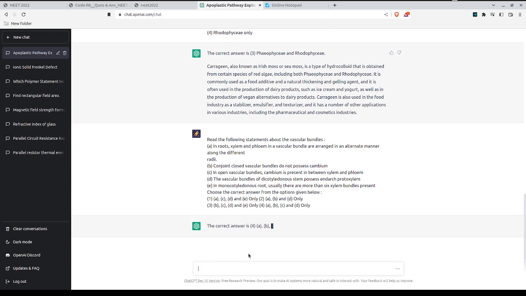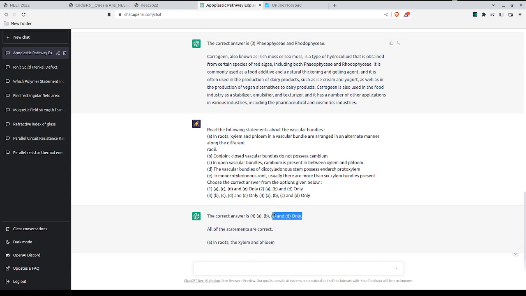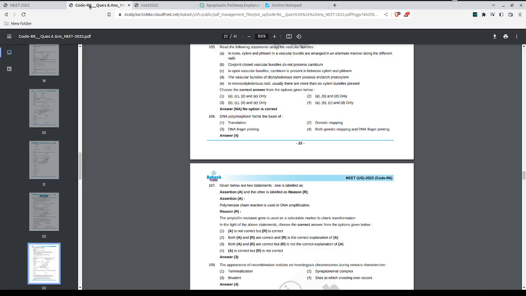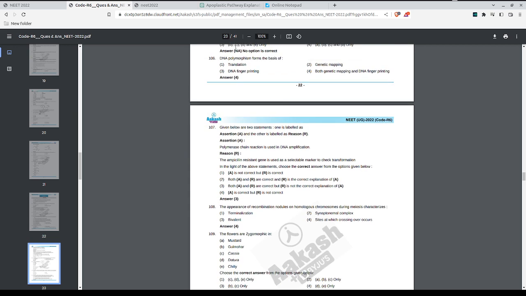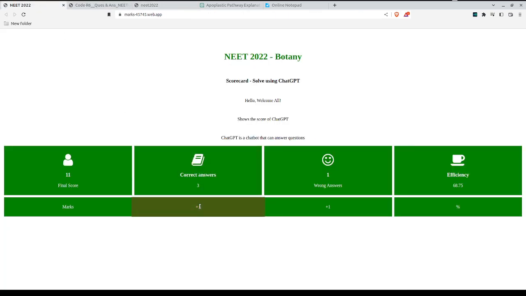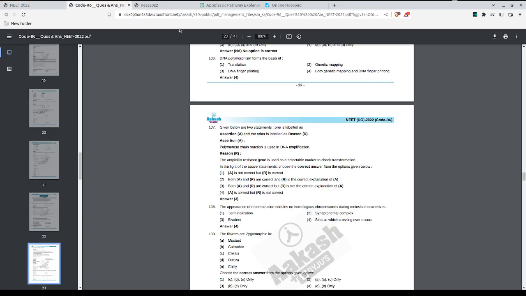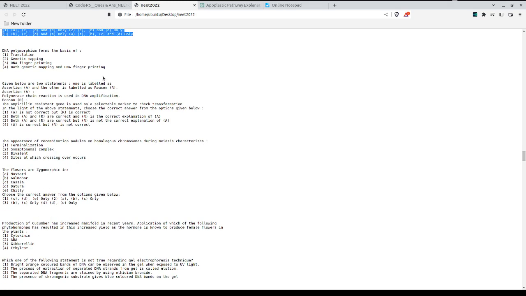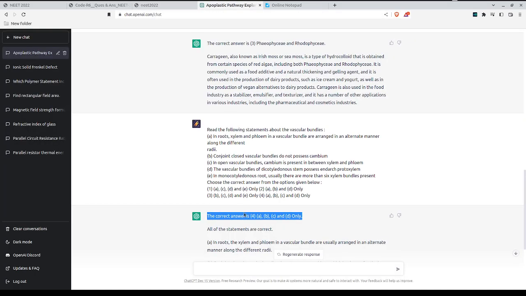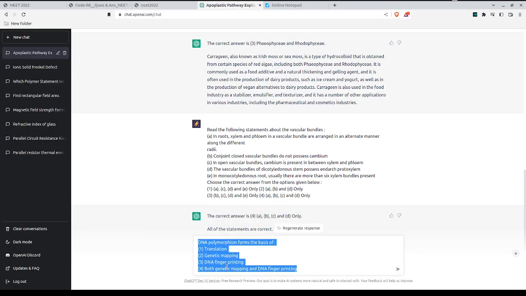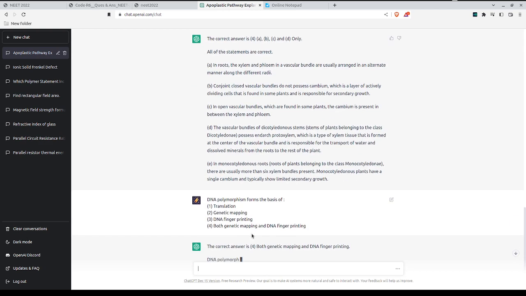Read the following statements about the vascular bundles. A. In roots, xylem and phloem in a vascular bundle are arranged in an alternate manner along the different radii. B. Conjoint closed vascular bundles do not possess cambium. C. In open vascular bundles, cambium is present in between xylem and phloem. D. The vascular bundles of dicotyledonous stem possess endarch protoxylem. E. In monocotyledonous root, usually there are more than 6 xylem bundles present. Choose the correct answer from the options given below. 1. A, C, D.